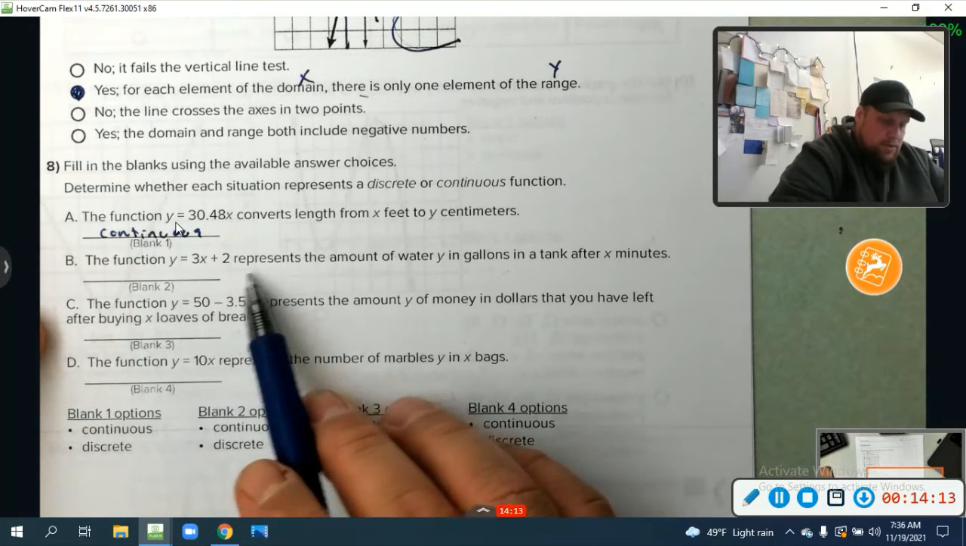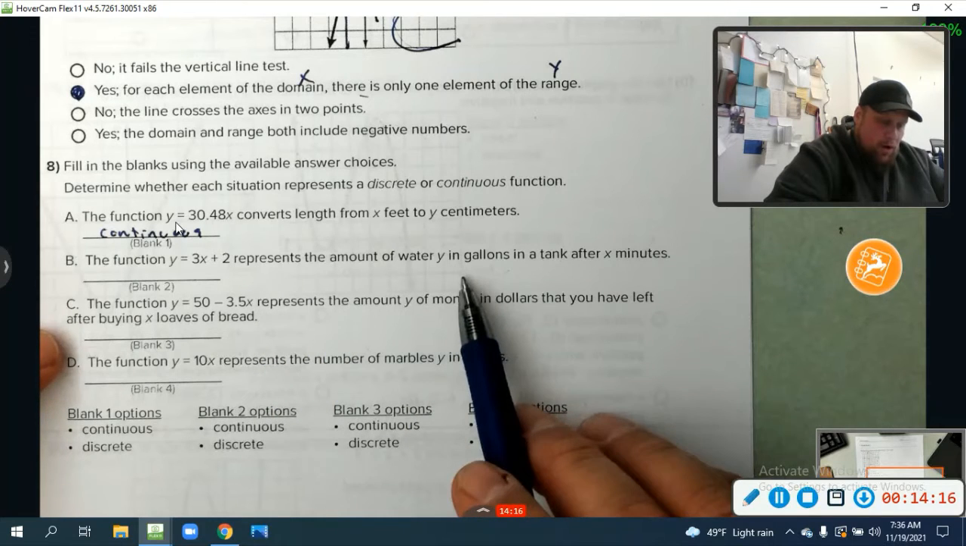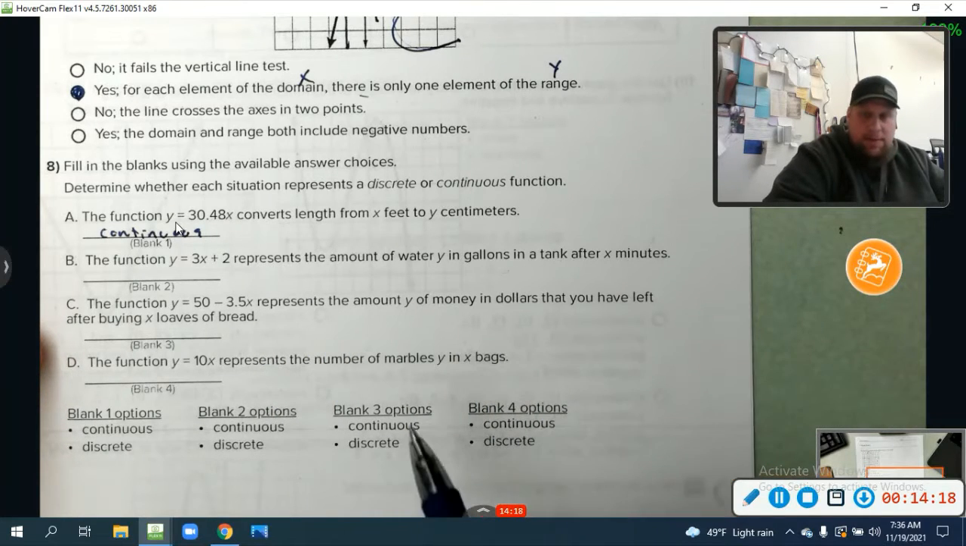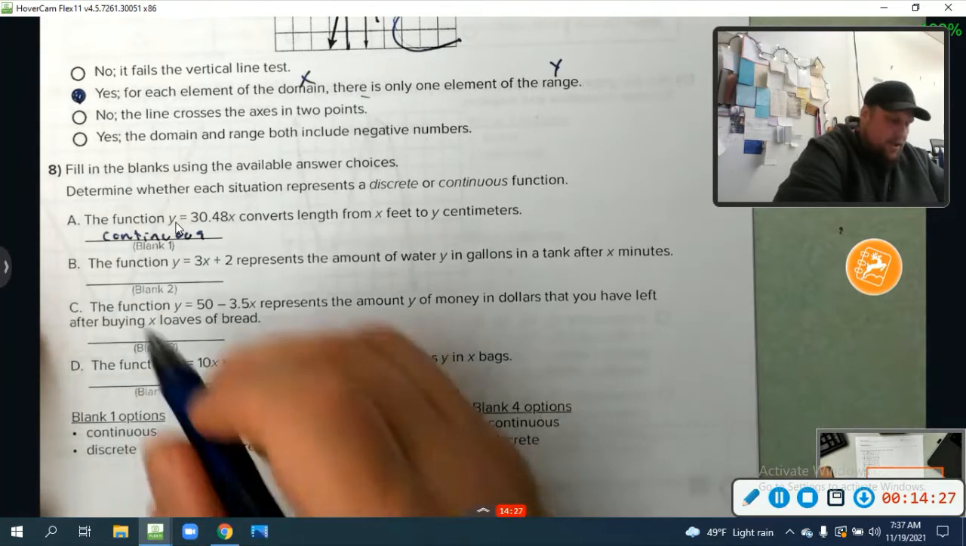The function y equals 3x plus 2 represents the amount of water y in gallons in a tank after x minutes. That's going to be continuous because guess what? You can measure partial minutes, right? 2 minutes, 30 seconds. So yeah, that's continuous.